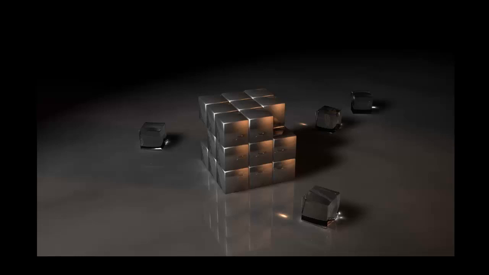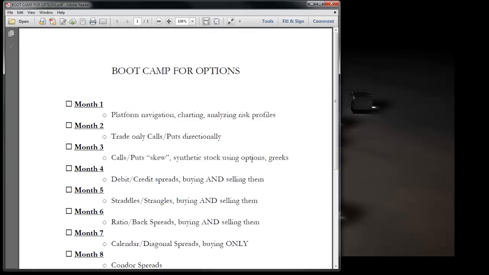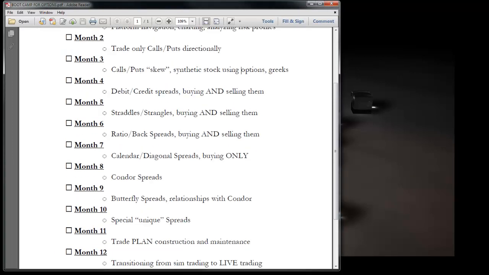This is the next video lesson in the series of boot camp for options traders. In this particular video lesson, we are going to be discussing right here, butterfly spreads and their relationships with a condor trade.